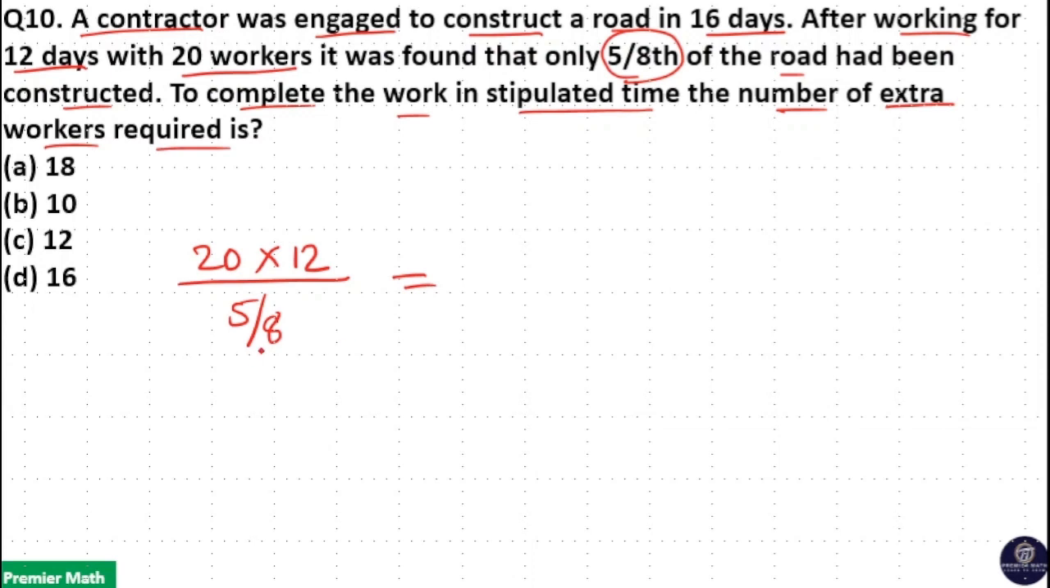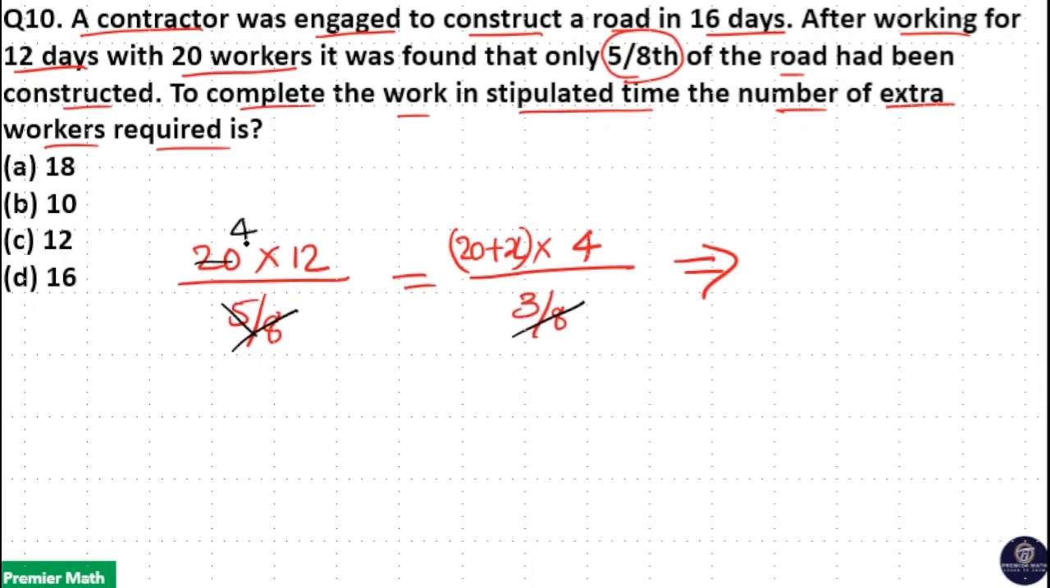Now the remaining work is 1 minus 5/8, which is equal to 3/8. So 3/8 of the work should be completed in the remaining days, 16 minus 12, so 4 days. So 3/8 of the work should be completed in 4 days with 20 plus X extra workers. Now this implies that 1/8 cancel. 5 goes 4 times in 20.